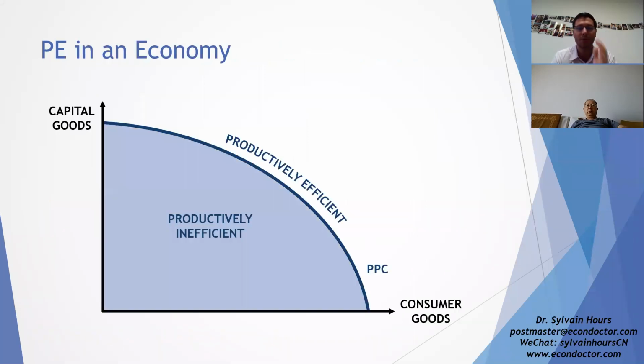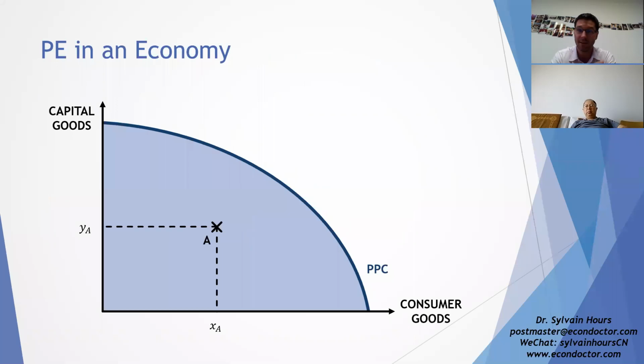This is how you can represent it. Here's a diagram. Everything on it is productively efficient. Everything below is not. And here's how you can use the diagram to emphasize the relationship between the diagram and the definition of productive efficiency in the economy.